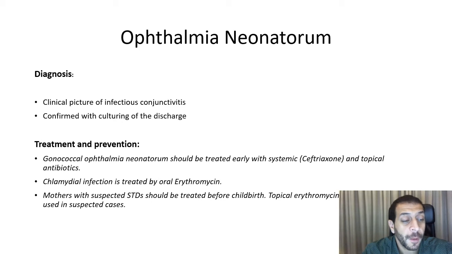Treatment and prevention. Gonococcal ophthalmia neonatorum should be treated very early. Once you diagnose gonococci, which is severe purulent discharge, you should give systemic and topical antibiotics. This is very important and should be noted by pediatricians: this is not a condition to be taken lightly, because the infection can spread systemically and cause septicemia. So gonococcal ophthalmia neonatorum should be treated with systemic antibiotics, not only eye drops. Chlamydia infection is treated with oral erythromycin; it's less severe.